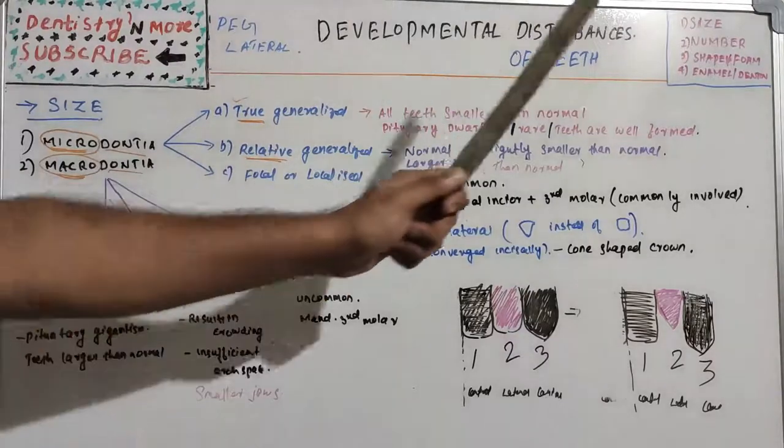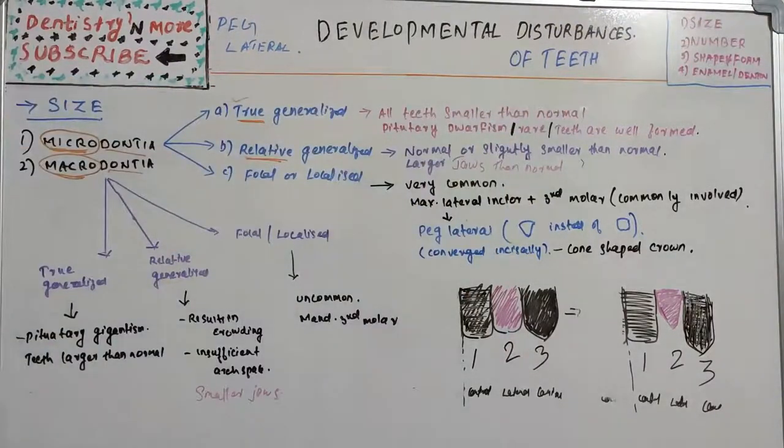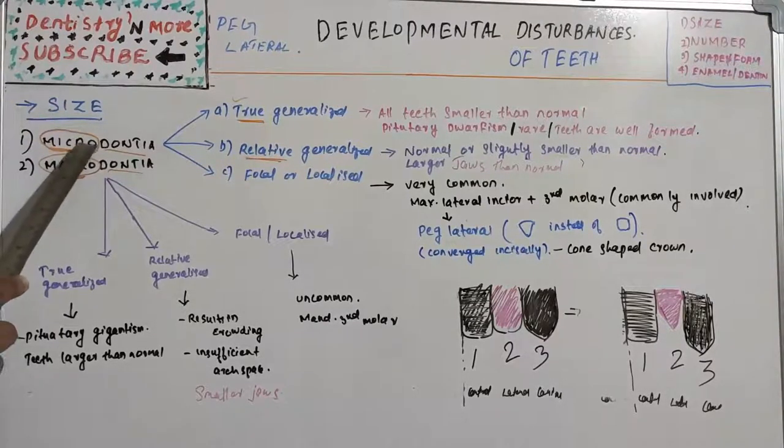So now we are seeing the size related developmental disturbances. Let's see what the size related developmental problems associated with teeth are. Developmental disturbances of teeth related to size are basically divided into two categories, microdontia and macrodontia. The name itself gives the answer: one is micro and another one is macro. Micro is nothing but smaller than normal, macro is larger than normal. Teeth which are smaller than normal is microdontia, and teeth which are larger than normal is macrodontia.